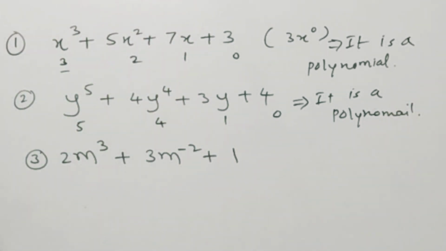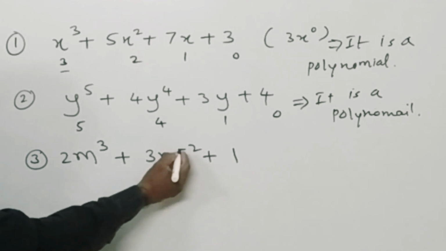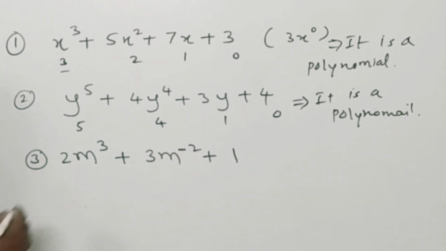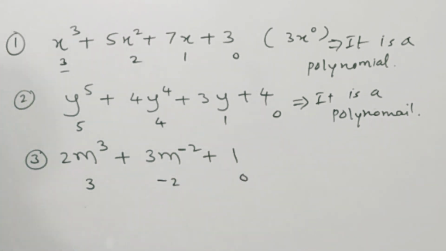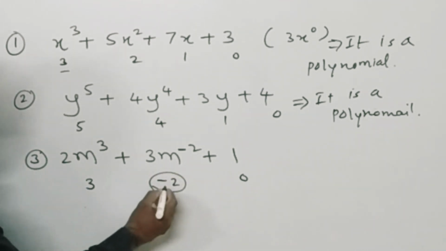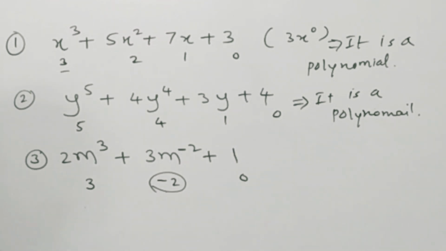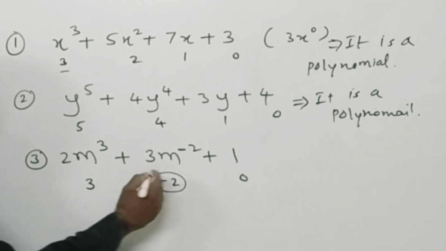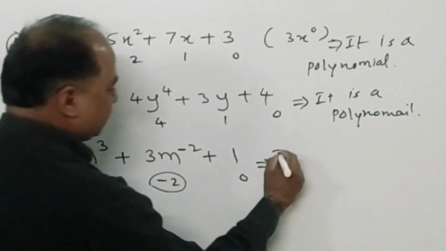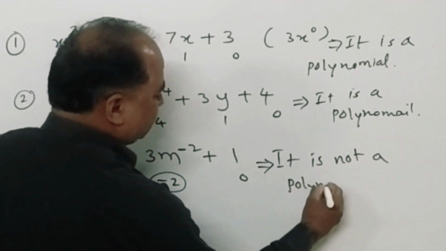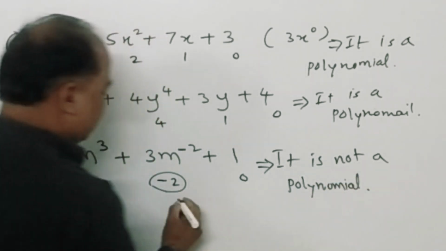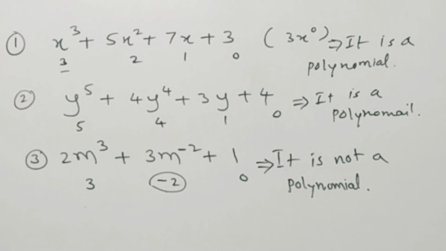Now third example, 2m cube plus 3m raised to minus 2 plus 1. So here the index of this term is 3, here index is minus 2 and for the constant term index is 0. Now minus 2 is not a whole number. An algebraic expression is a polynomial only if the indices are whole numbers, else it is not a polynomial. So this given expression is not a polynomial, since one of the indices is negative, minus 2, which is not a whole number.